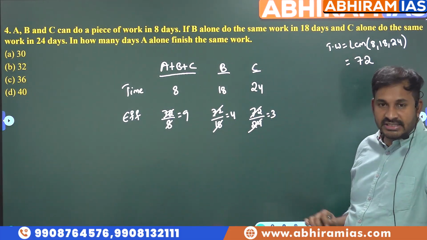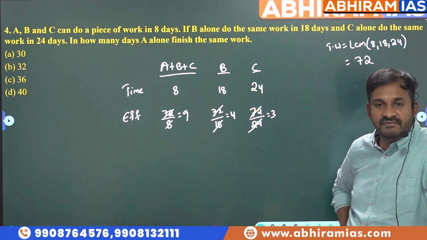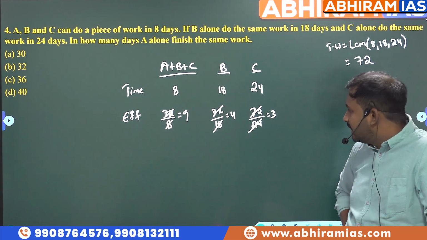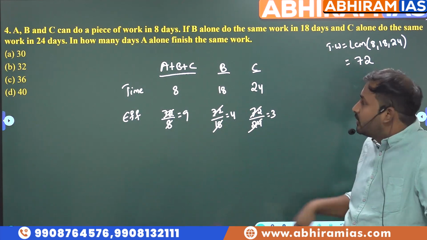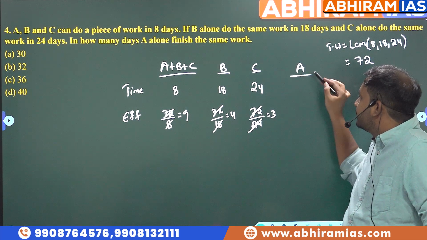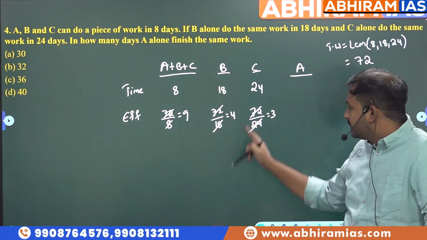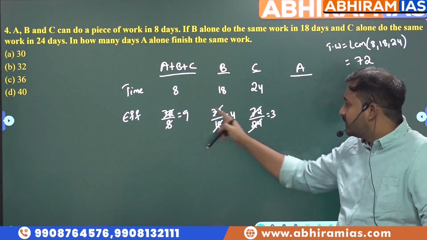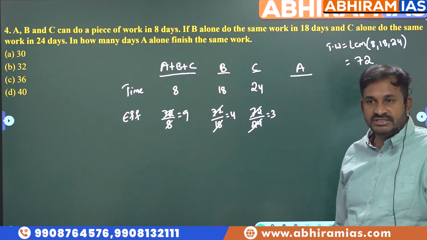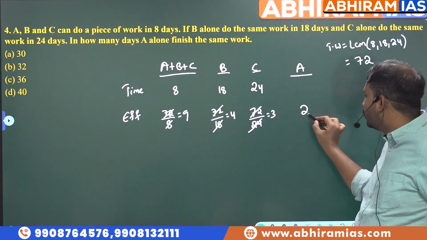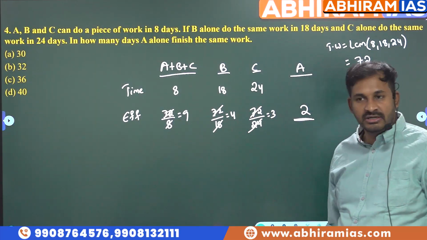Now see here, students. A, B and C, all the 3 persons' combined efficiency is 9. B's efficiency is 4. C's efficiency is 3. Now tell me, what is the efficiency of A here? 2, right? 3 plus 4, 7. So if I subtract 7 from 9, I will get the efficiency of A as 2 here.